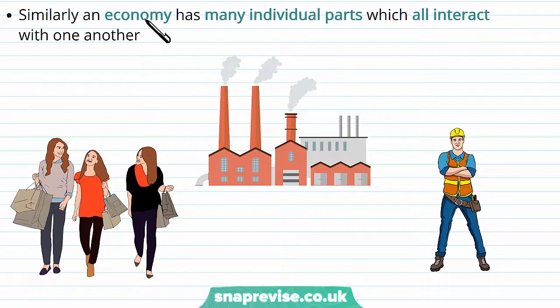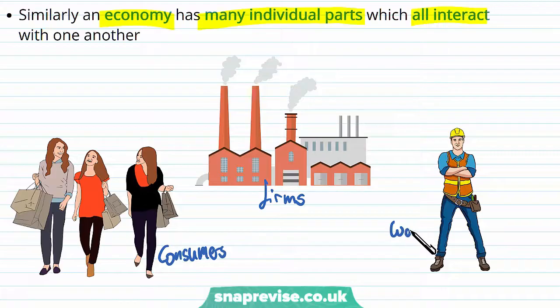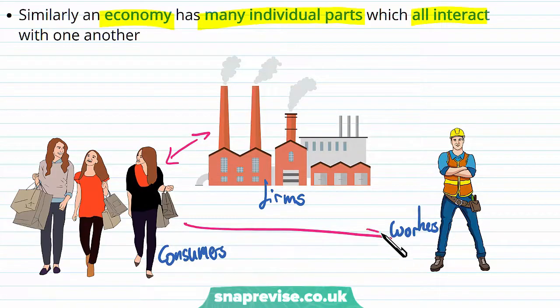Similarly, within an economy, we have many individual parts which all interact with one another. So within our economy, we have firms, consumers, workers, and they all interact with each other because of the decisions that they make. And they may not consciously be interacting with each other, so the worker isn't going out specifically to make an action to interact with the consumer. However, the actions that the worker takes will impact the consumer.